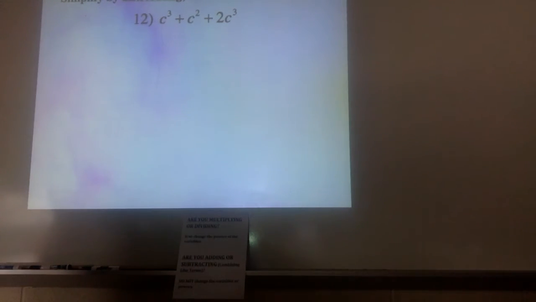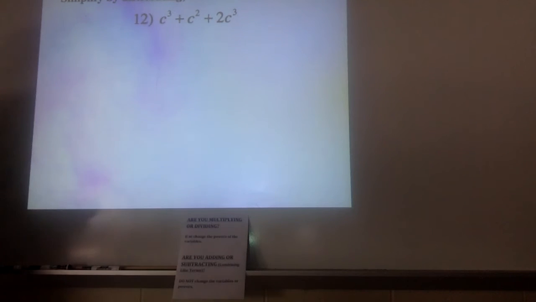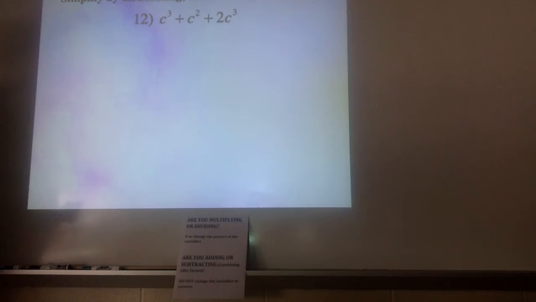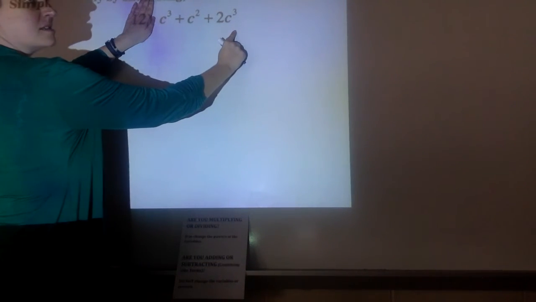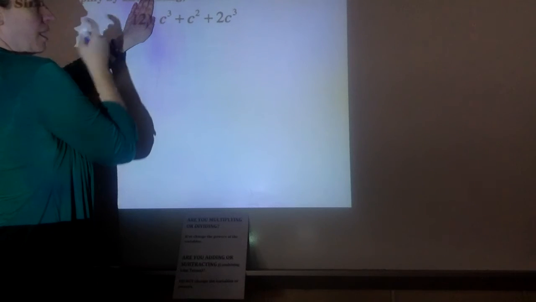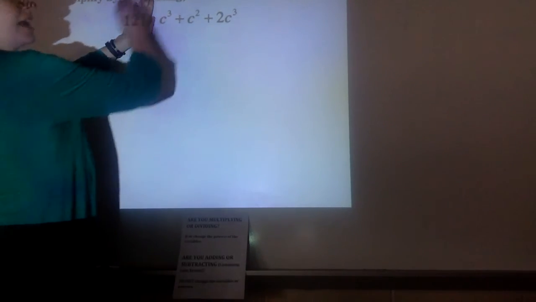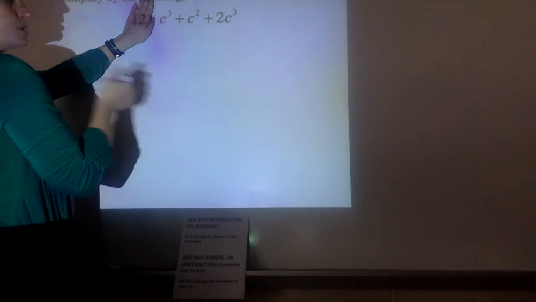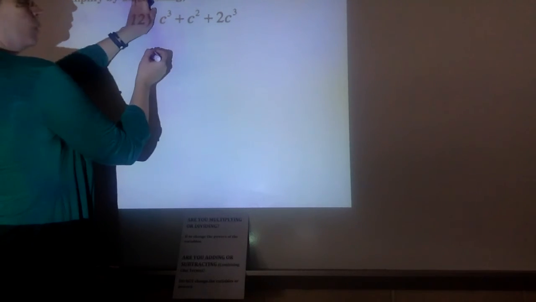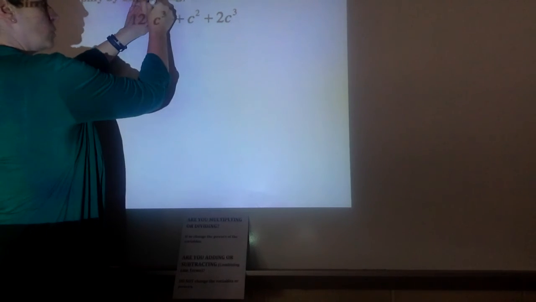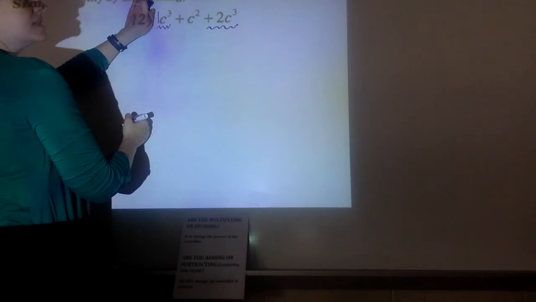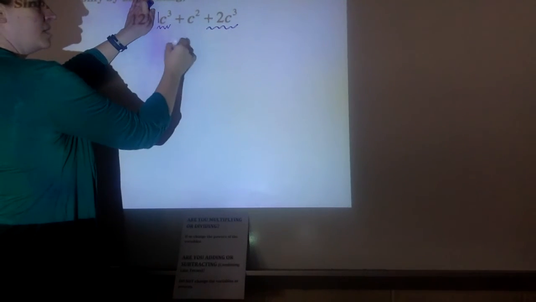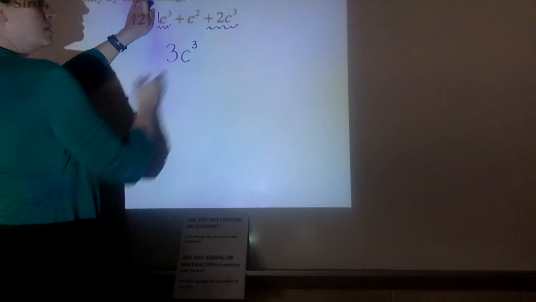Number 12. C cubed plus c squared plus 2c cubed. Simplify by distributing. If I look at the problem, I don't see any parentheses. Therefore, I have no need to distribute. I can go right to combining like terms. Who's in the same family? Well, c cubed has a 1 in front. 2c cubed, same family. 1 plus 2 is 3c cubed.